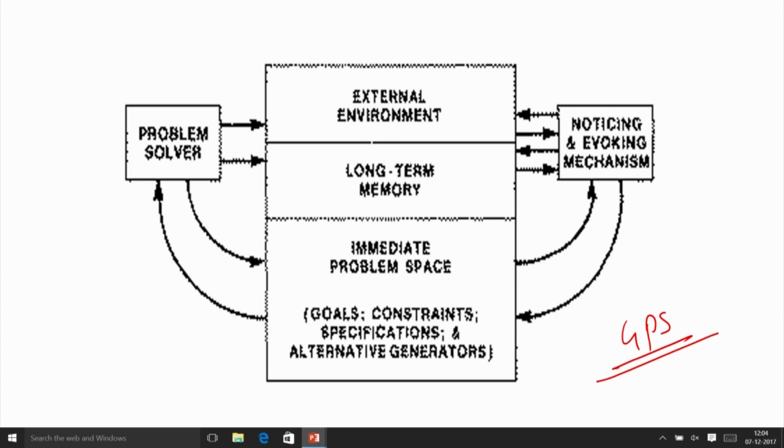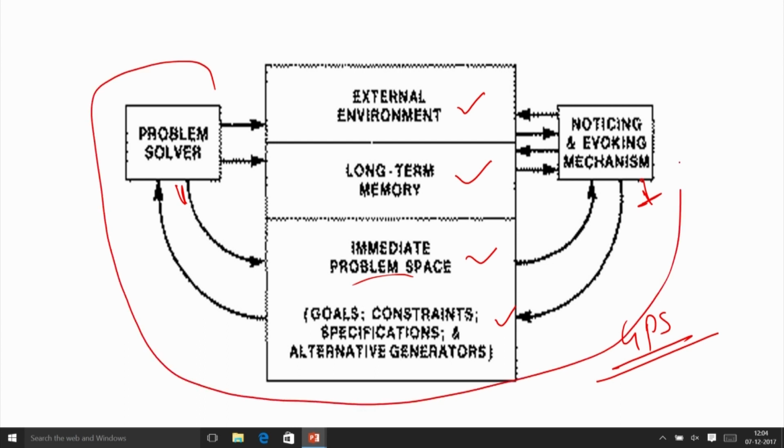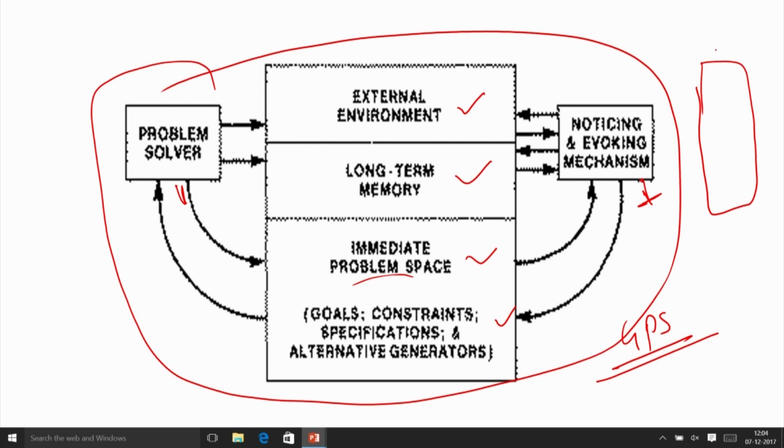As you look into it, this is the problem solver, this is the noticing or evoking mechanism, external environment, long term memory, immediate problem space, goals and constraints. This whole thing is called the GPS. Now, how does it really work? This is my GPS system. This is my initial state, and then I have so many inputs, these are operators. This is my goal state.